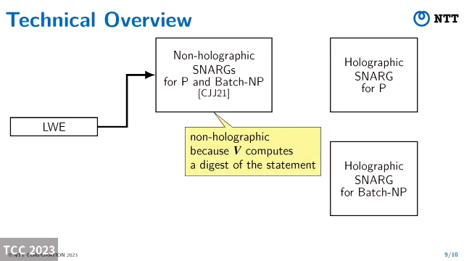This means that we can convert this non-holographic construction to a holographic one if we can somehow let the verifier obtain the digest of the statement in a holographic way. And since the prover does not necessarily compute the digest honestly, we need some kind of mechanism where the verifier can check whether the digest is created honestly or not. So the natural approach is to delegate the computation from the verifier to the prover.